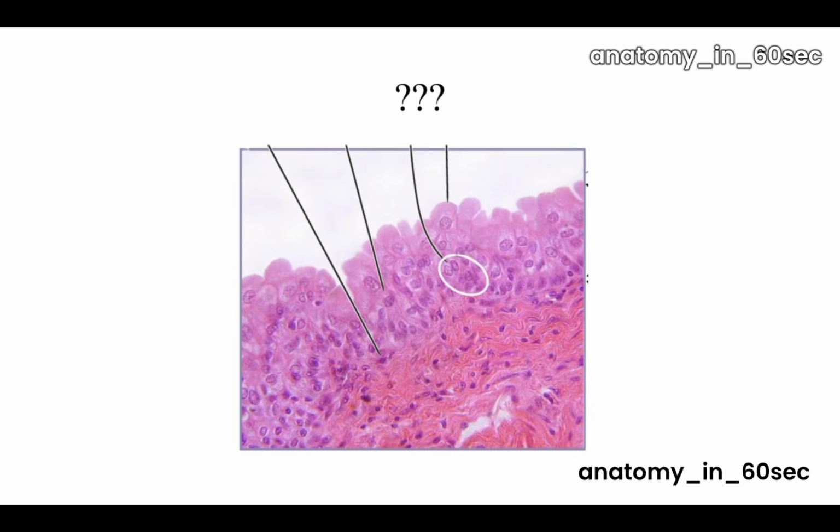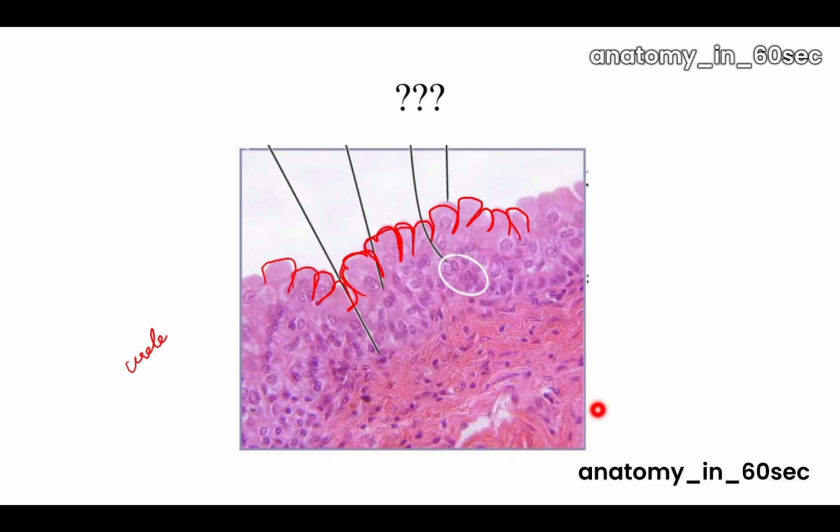Next slide. This is a bit difficult. Okay, let me explain. Here this is the epithelium. This epithelium has umbrella shaped cells, which is the urothelium. So here are the umbrella shaped cells. Umbrella shaped cells are present in which slides?